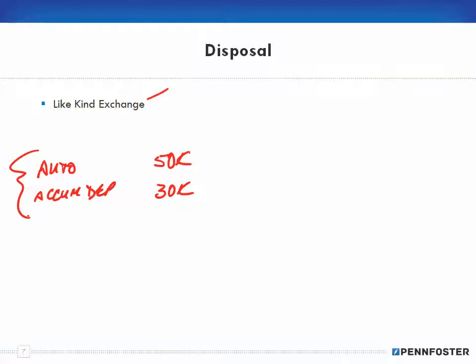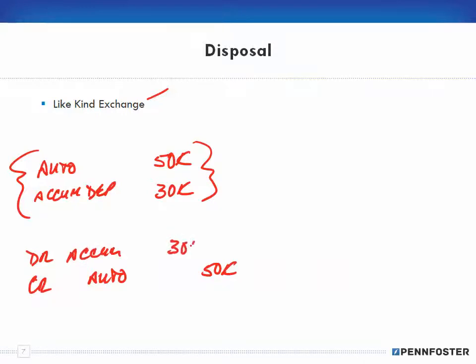Now what you want to do is remove that from your books. That's relatively easy: since the auto account is an asset and we debit the asset, I would credit my auto account for $50,000. And since the accumulated depreciation account is a credit balance, I would debit accumulated depreciation for the $30,000. But remember, debits have to equal credits.